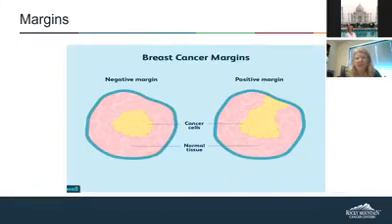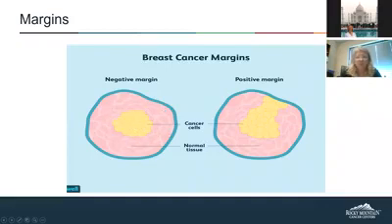So this is just a cartoon or a diagram of what we mean by margins. In this situation, you can think of it as more of a lumpectomy situation where we're looking at the margins. And this is obviously 2-dimensional. Normally, a lumpectomy is going to be 3-dimensional. But in this diagram, this is the lumpectomy specimen, and the pink area would be normal breast tissue, and the central area is tumor.